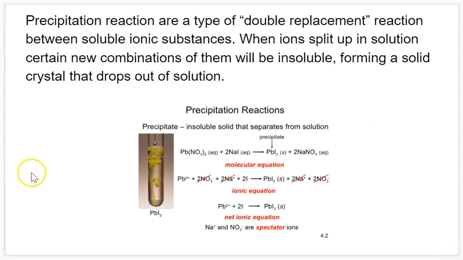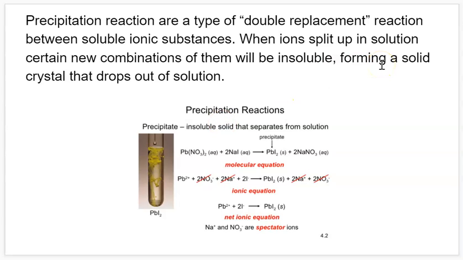So, like I said, precipitation reactions are a type of double replacement reaction where we have 2 soluble ionic substances that are split up into their individual ions, and then we have new combinations of those ions that end up being insoluble, and then they end up forming a crystal that drops out of solution. So we have an example here. We have lead nitrate that's aqueous being mixed with sodium iodide that's aqueous, and then we end up forming a lead iodide solid, which we can see in this picture is this sort of yellow murky substance that is forming.